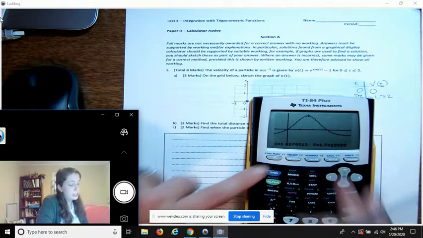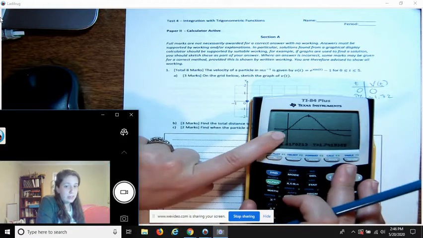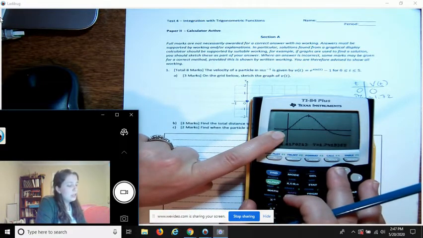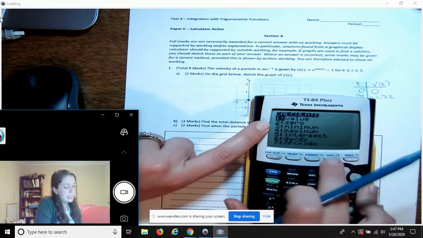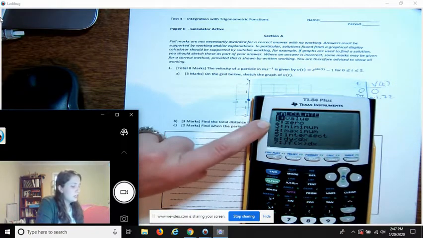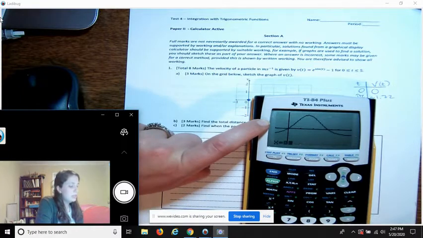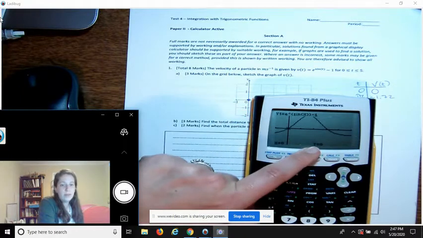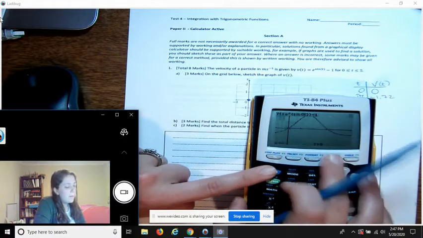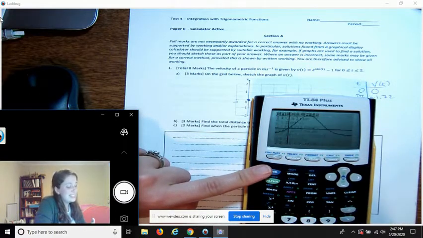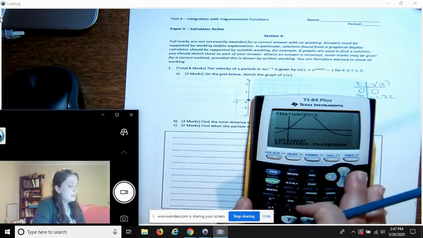So what I would do, first, you see that there is a value at 0, 0, okay? You can verify that that's actually that value by doing second trace to get the calculate function, clicking enter on value and typing in 0, and you can confirm that that y value is 0. Then I would calculate a maximum. That's the next key feature on this function.